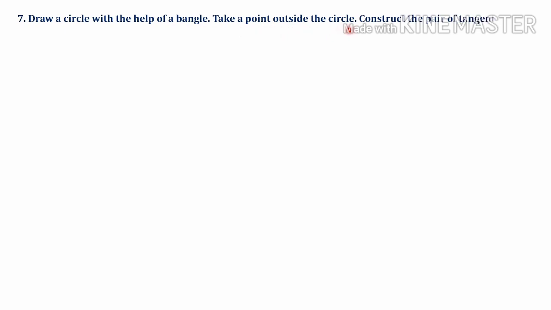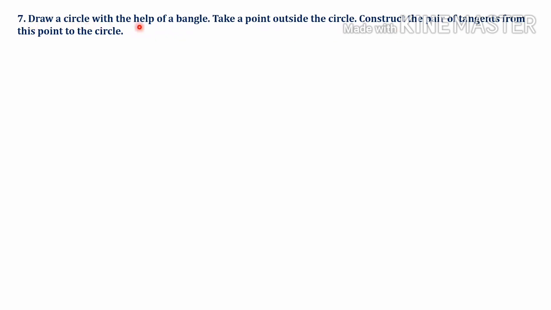Next, we shall discuss question number 7. Draw a circle with the help of a bangle. Take a point P outside the circle. Construct the pair of tangents from this point to the circle. First of all, I would like to tell you, this question you will do it yourself. I will explain the process of construction by using a rough diagram, and the steps of construction also will be given to you. You have to draw the original diagram as homework.